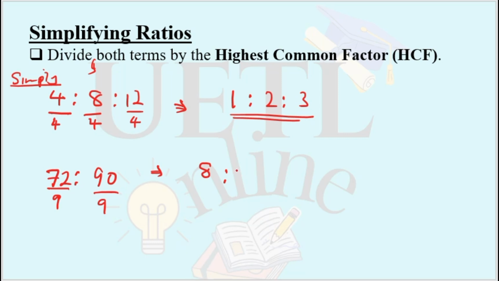Now you can see this one hasn't been simplified yet. So now you can go on again and find another HCF, which is 2 in this case. Then dividing by 2 gives us our answer as 4 is to 5. So this is how we simplify it. If you hadn't used 9 and had used 18 here, you would have gone straight here. As easy as that. So this is how we do it.